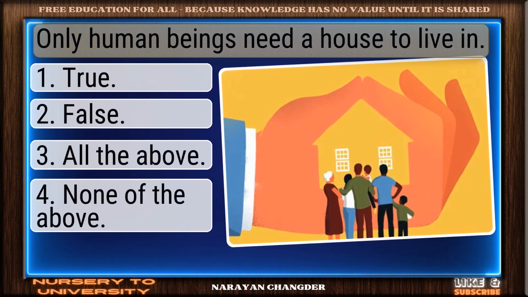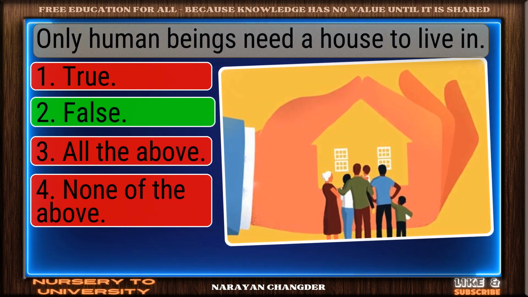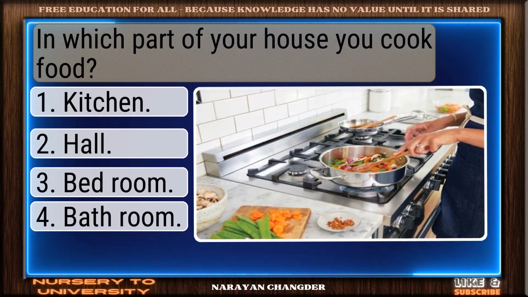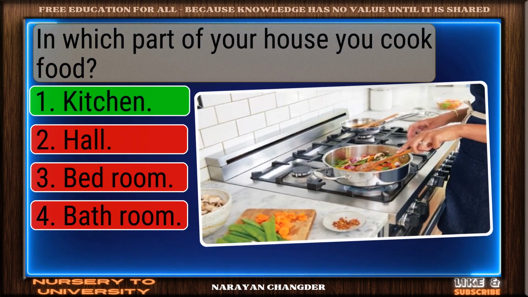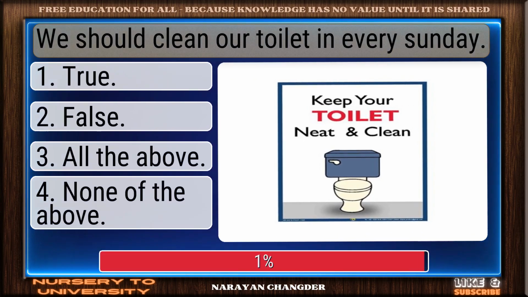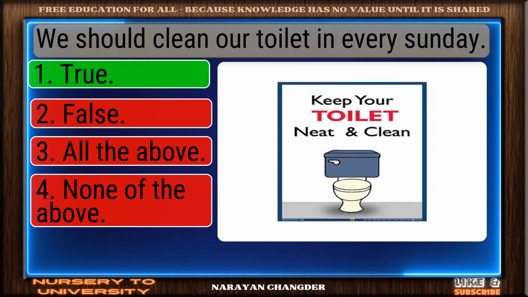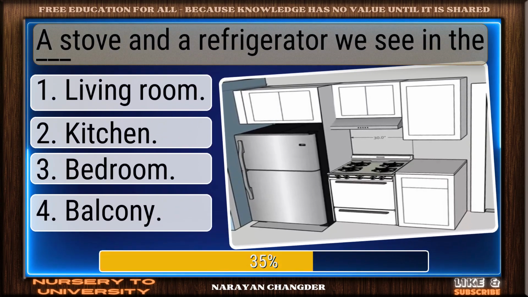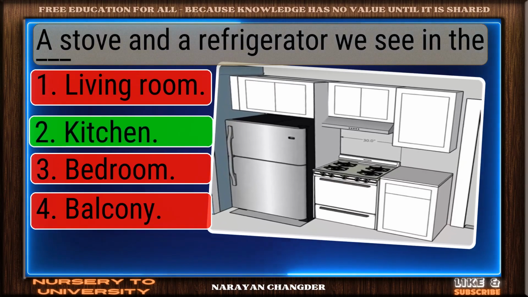Only human beings need a house to live in? False is the accurate answer. In which part of your house do you cook food? Kitchen is an accurate answer. We should clean our toilet every Sunday. True is a valid answer. A stove and a refrigerator we see in the dash. Kitchen is the correct choice.